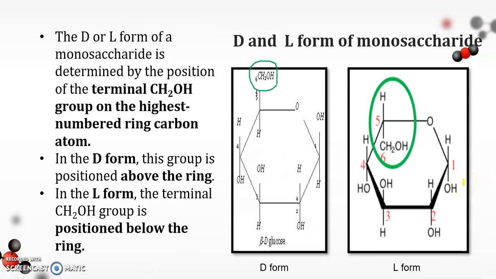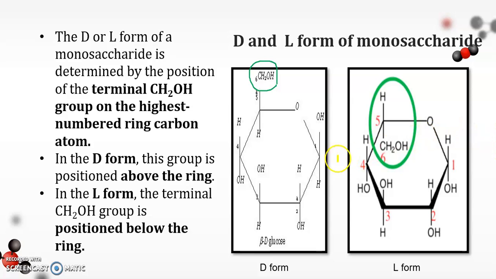The D and the L form of monosaccharide. The D and the L form of a monosaccharide is determined by the position of the terminal alcohol, or this is the CH2OH on the highest numbered ring carbon atom. In the D form, this group is positioned above the ring. In the L form, the terminal CH2OH is positioned below the ring.